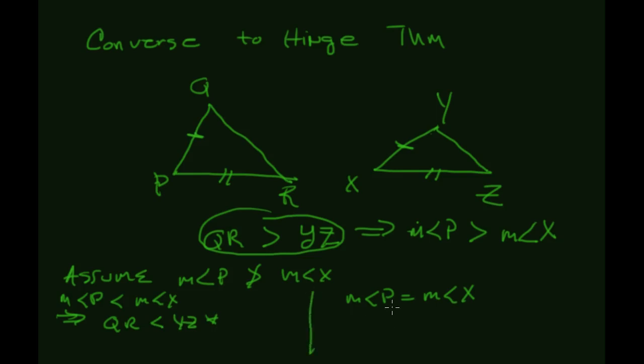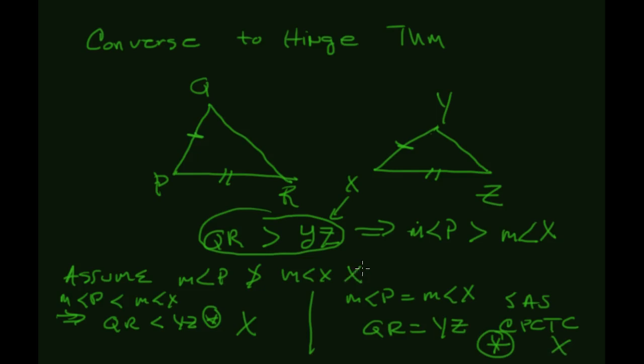Okay, so the other option is that they're equal, but if these are in fact equal, then these two triangles would be congruent by SAS, side angle side, side angle side, which means that QR would have to be equal to YZ by CPCTC, which again contradicts my given, because in the given QR has to be greater than YZ. So this cannot be true, this cannot be true, which means the assumption is not true. And the assumption was the opposite of this, which means ding ding, this has to be true.